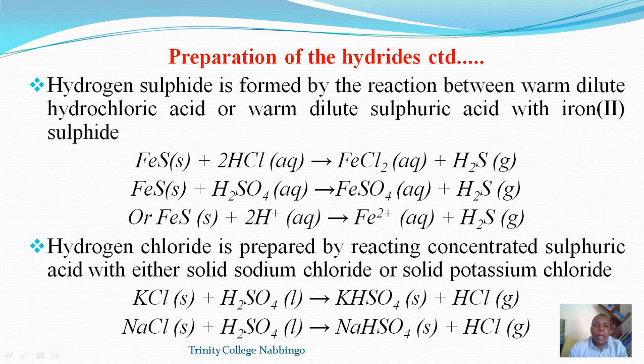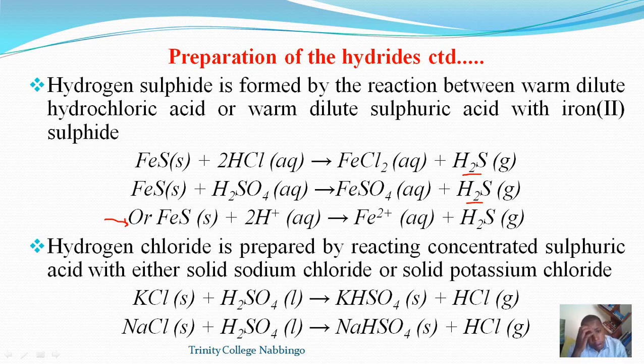Proceed. Hydrogen sulphide, which is the hydride of sulfur, how is it prepared? It's prepared by reacting either dilute hydrochloric acid or dilute sulphuric acid with the black solid of iron 2 sulfide. We are able to produce hydrogen sulphide, which is a gas. Hydrogen sulphide is a very pungent gas. So these equations here demonstrate how hydrogen sulphide can be prepared. Of course, down here we have an ionic equation of how this reaction can be carried out.